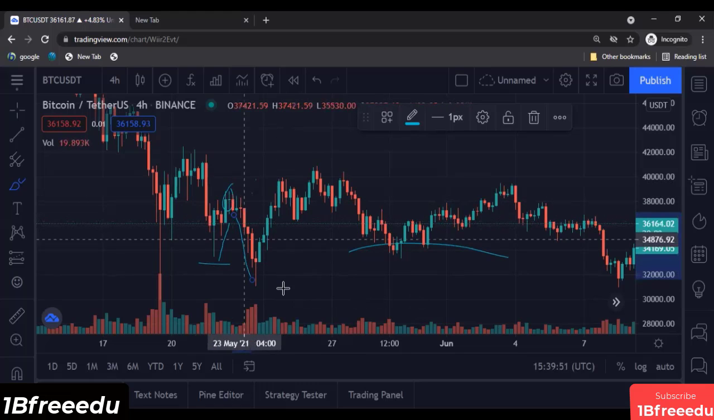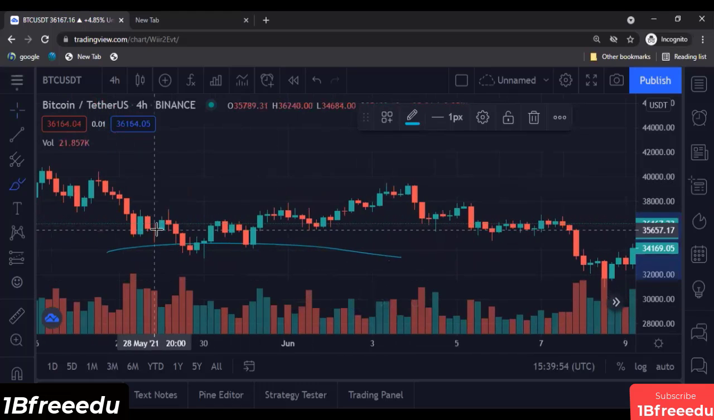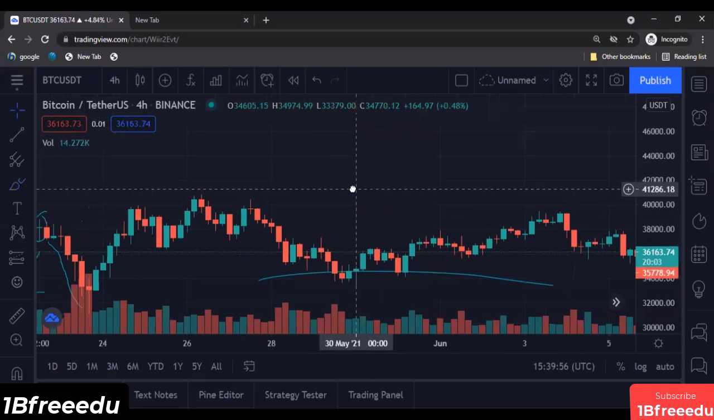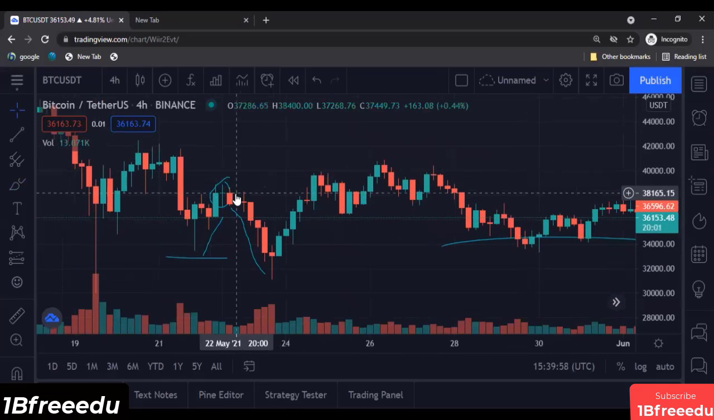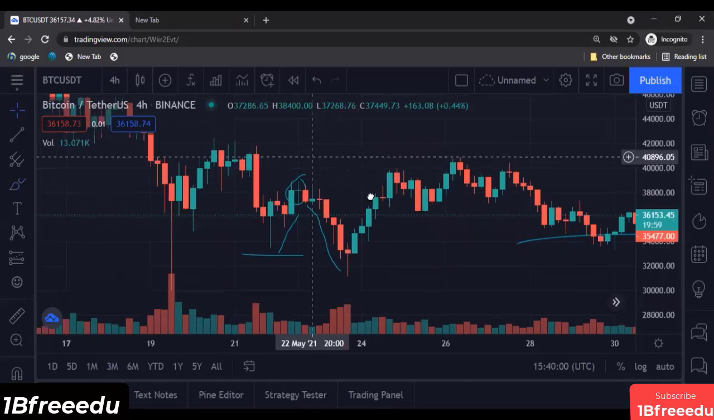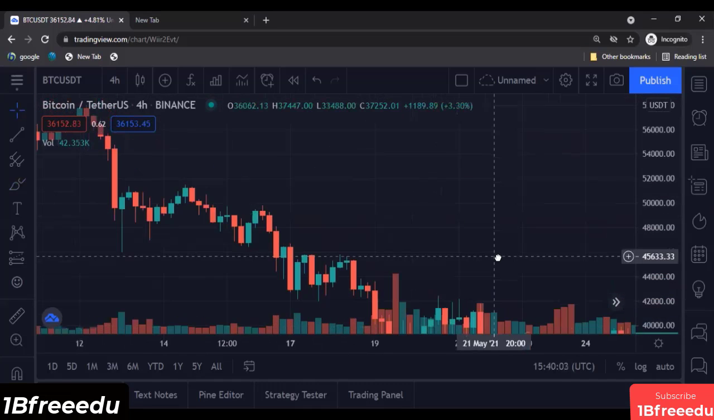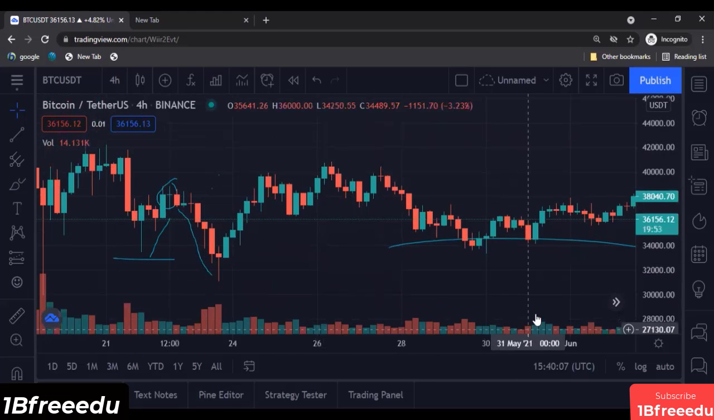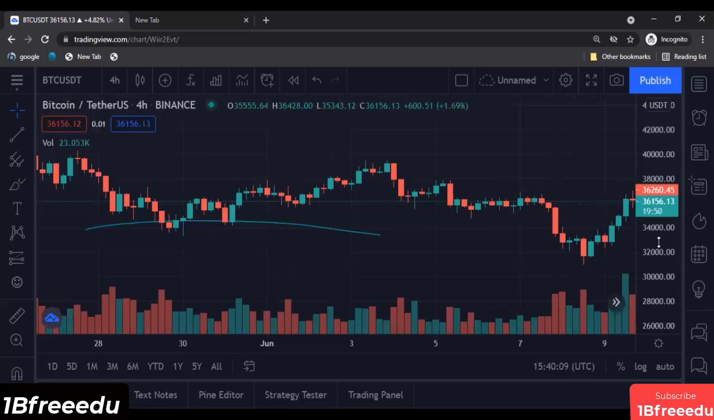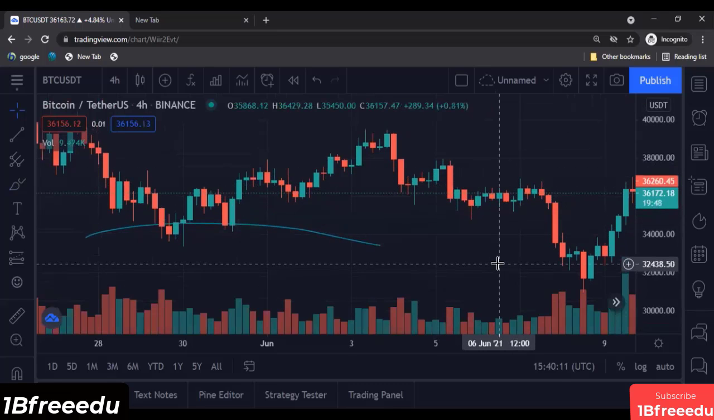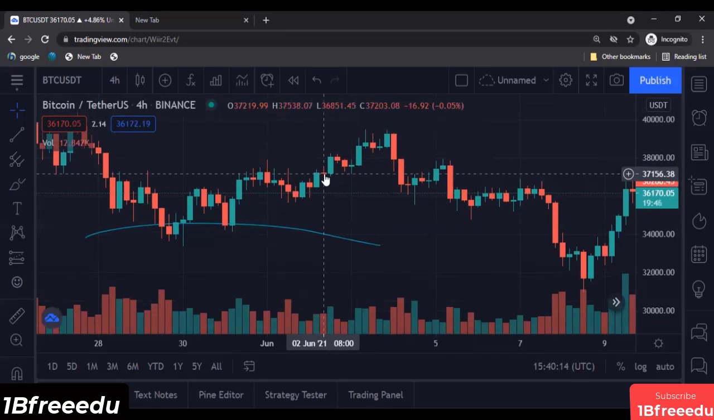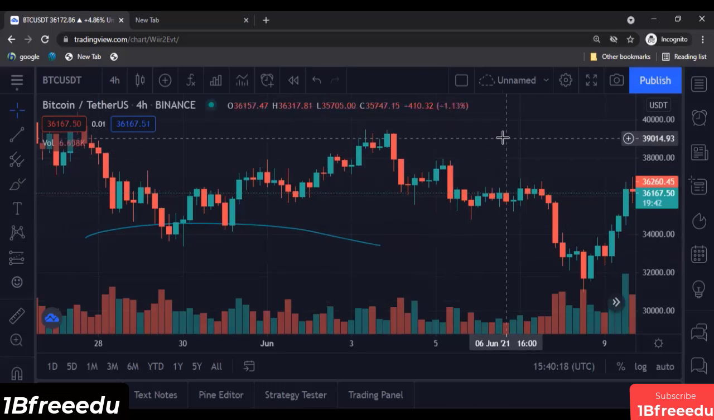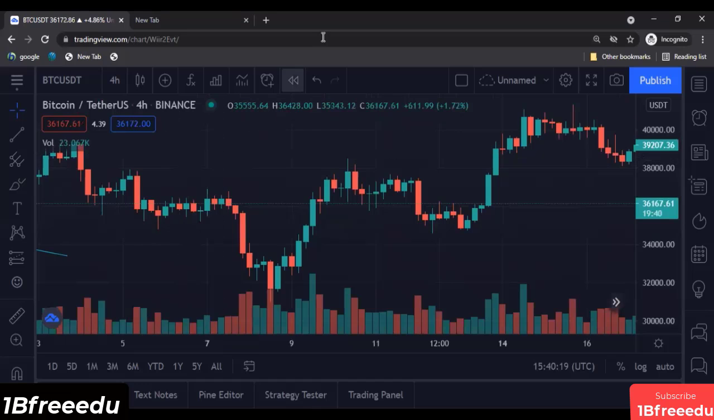I hope you understood that for a dragonfly doji to happen, we would need a pretty slim body. Looking at it theoretically, it might be difficult to find one, but during live trading, you can easily find one. Like here it is. We can say that this is a dragonfly doji as well.